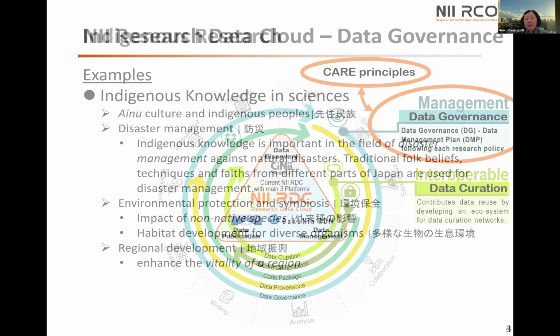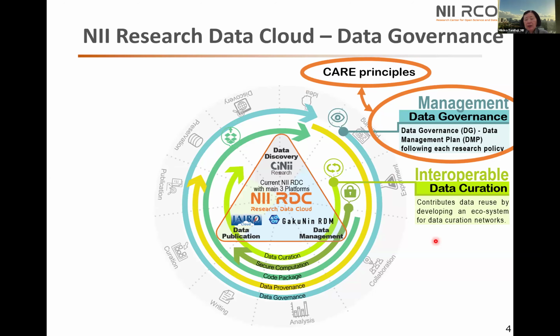So if I fit all the examples I just mentioned to the Open Science platform, as I mentioned, how to manage the research data with proper data governance is important. Perhaps in most cases, the research is pursued with a data management plan together with research funds, and it will be quite important to link to the CARE principles once researchers start to join open science.